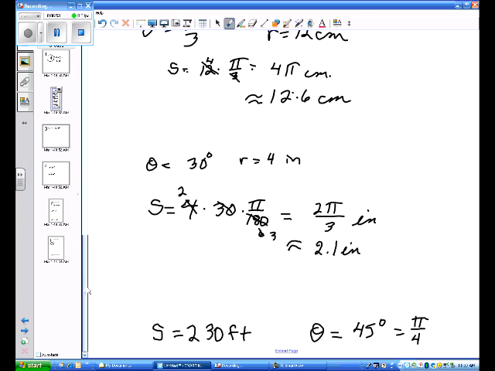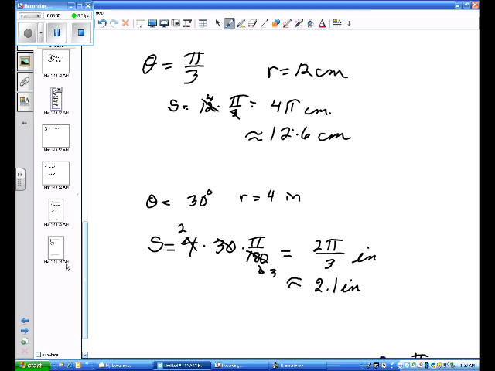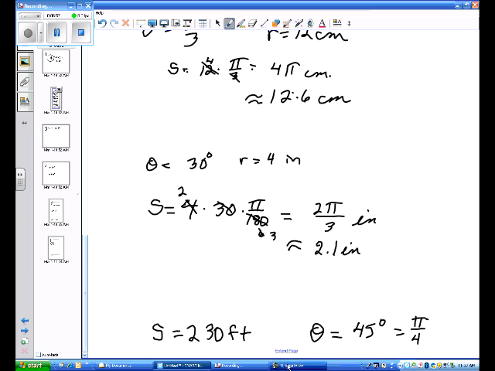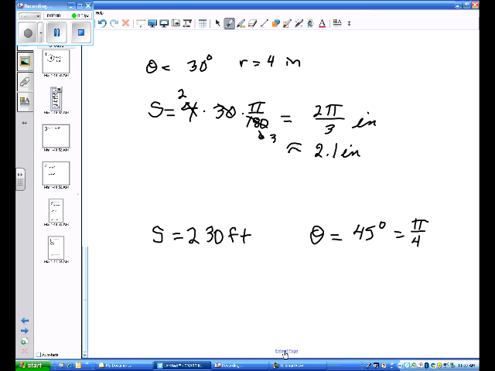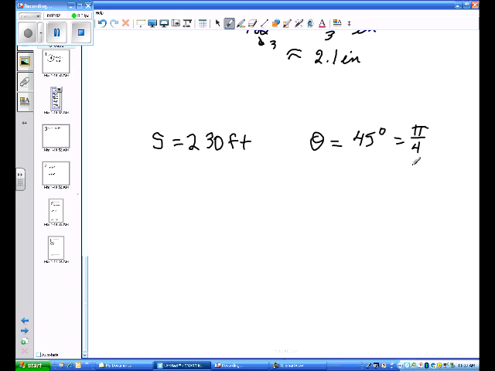All right, we've got one more problem here. And on this problem, notice we're given the arc length and the central angle, and we want to figure out what our radius is. Well, if we go back to our formula, our arc length is equal to our radius times our central angle. So if we divide our arc length by our central angle, we would have our radius.